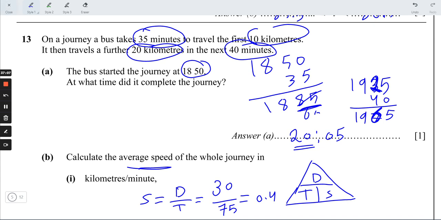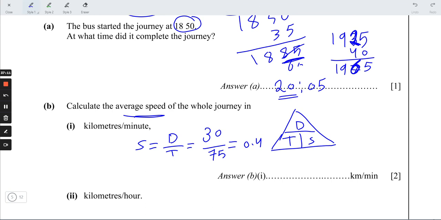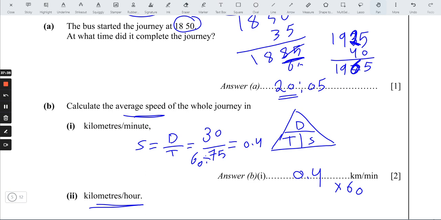0.4 kilometer per minute. Now part 2, they needed kilometers per hour. That means you have to divide here 75 by 60, which means that you are multiplying 0.4 by 60, and you will get 24. So the answer to part 2 is 24.